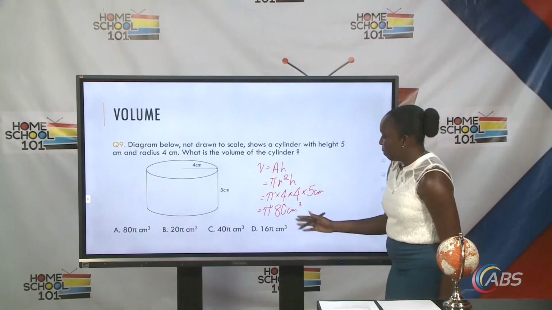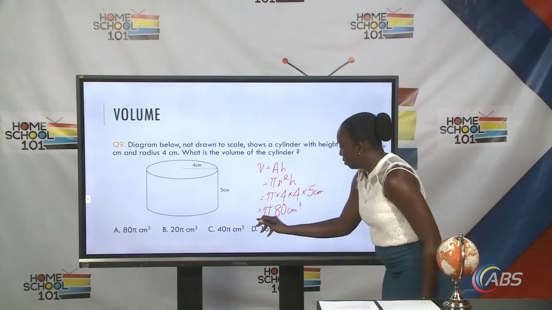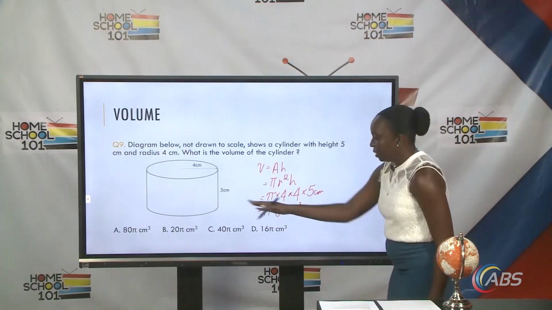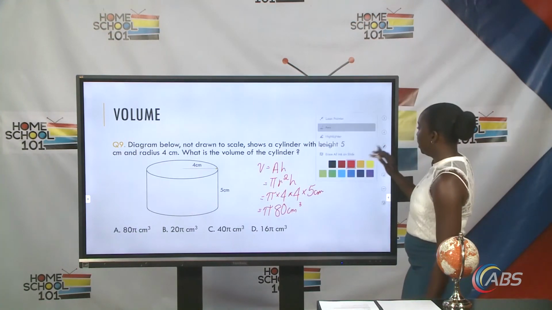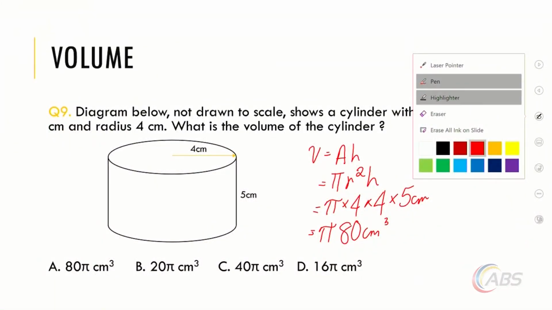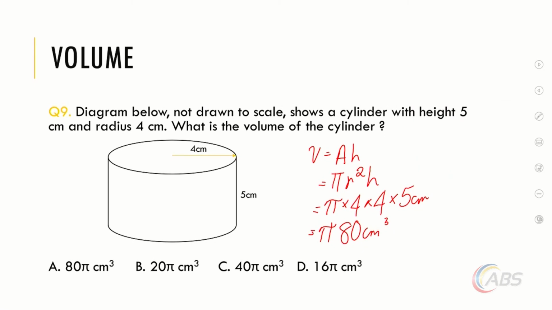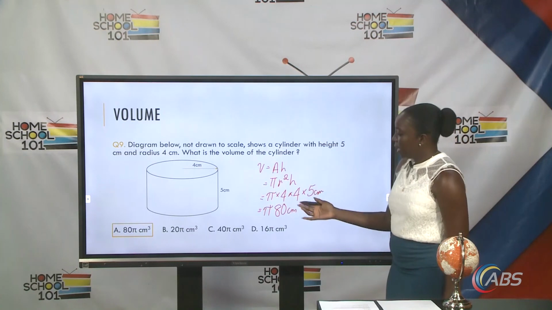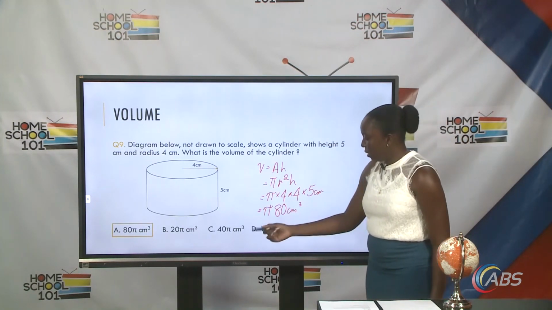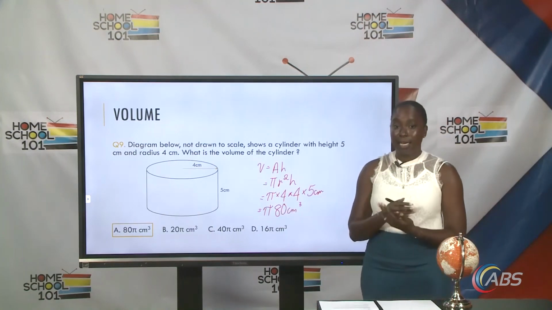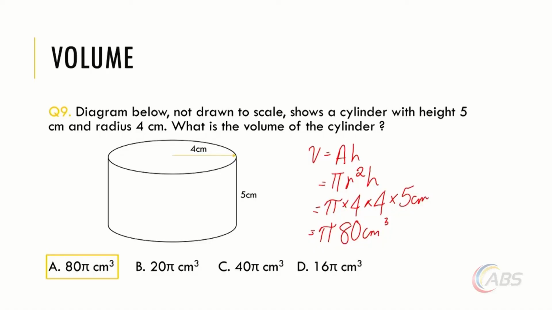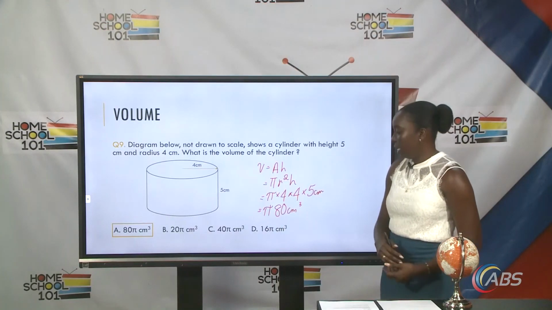But again, the answer is very clear there. So the answer there is A, which is 80 pi centimeters cubed. Now, even looking at this, we know that we could not have selected D, because if we had selected D, that means that we had forgotten the height. In this case, the area of the circle, because the area of the circle is 4 times 4, which is 16, so we would have been able to eliminate that.